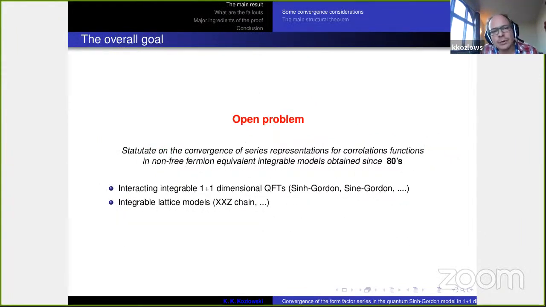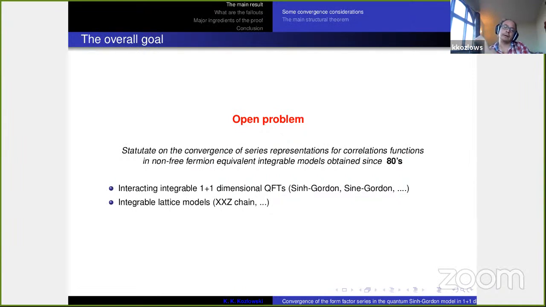So now, maybe the overall setting where this developing techniques for proving convergence sets in, the overall goal, is to try to set up some techniques which would allow you to pronounce on the convergence of such various series of multiple integral representations for the correlation functions in truly interacting quantum integrable models, which were obtained since the 80s in the literature. So actually there are two classes of such models.